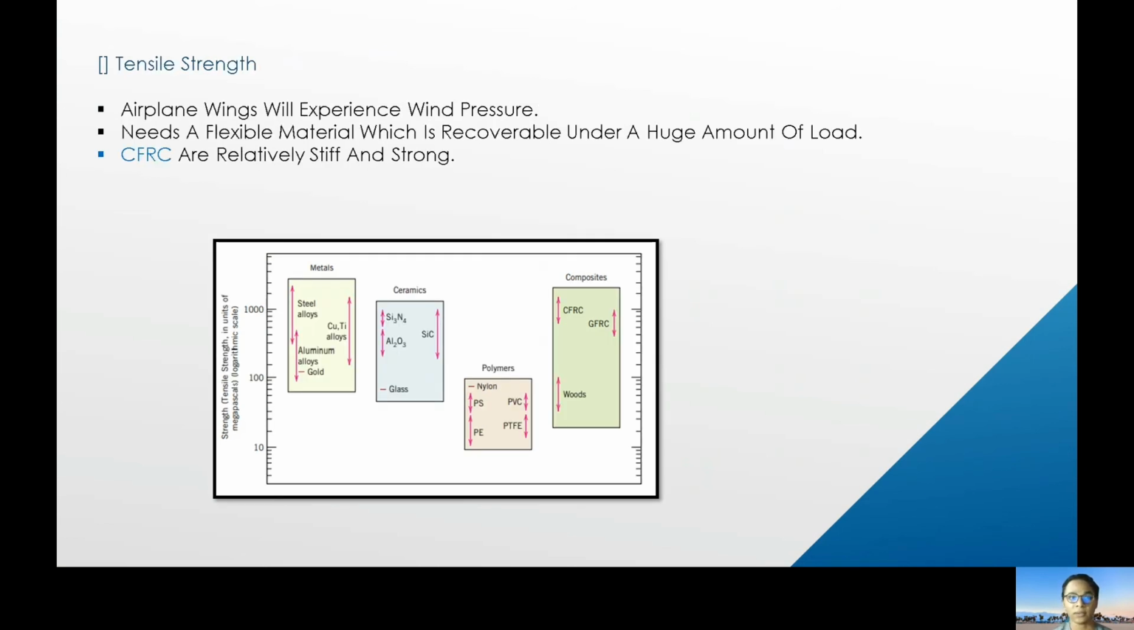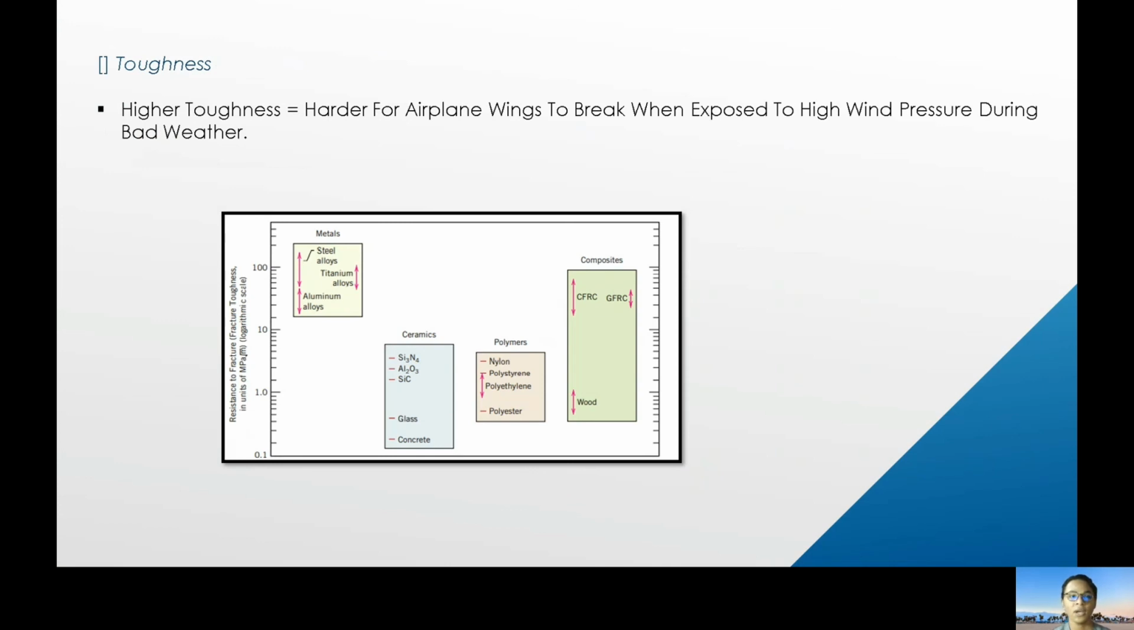The third one is tensile strength. We know airplane wings will experience wind pressure, so we need a material which can recover under a huge amount of load. And CFRC is relatively stiff and strong. The last one is toughness. A higher toughness means it will be harder for airplane wings to break when exposed to high wind pressure during bad weather.